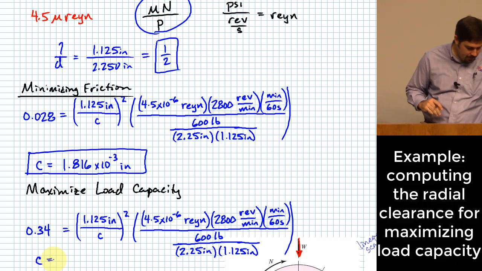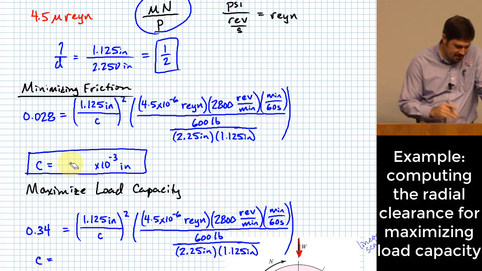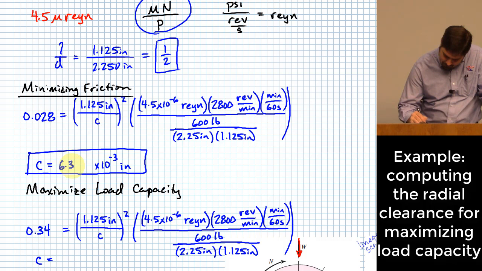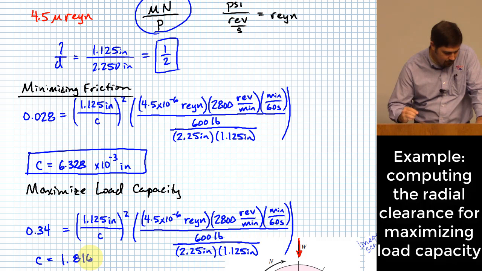I think I may have reversed these before. Excuse me. The result up here, I reversed which ones I cited for which ones. So the result up here should have been 6.328 times 10 to the minus third inch. And down here, this one should be 1.816 times 10 to the minus third.